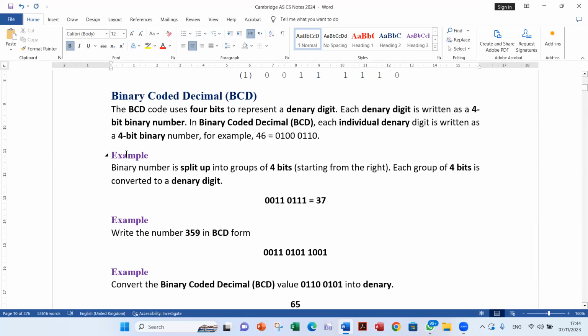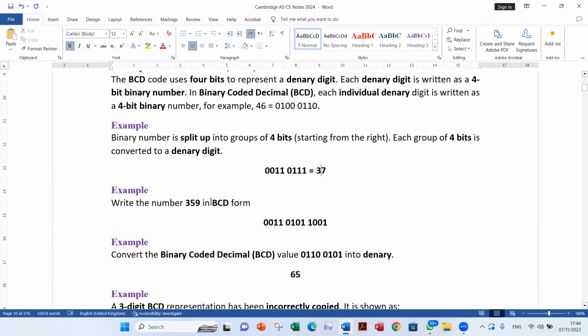Let's carry on. Write the number 359 in BCD. Convert the 3 on its own. That is 0, 0, 1, 1, because 1 plus 2 is 3. Convert the 5 on its own. It is 0, 1, 0, 1, that is 4 plus 1, that is 5. Convert the 9 on its own. It is 1, 0, 0, 1. So the 9 is 8 plus 1. This is under the 8 and this is under the 1. See how simple it is?